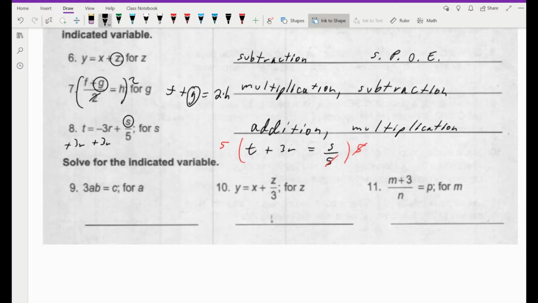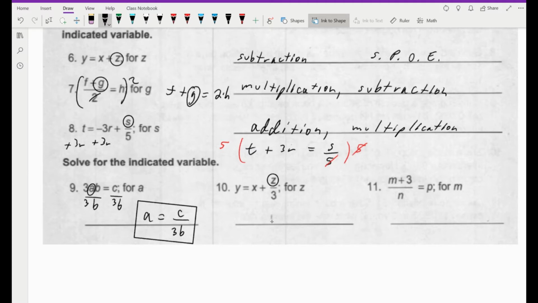Number 9, solve for the variable a. Right now it's 3 times a times b. So both 3 and b are multiplied to a. To get a by itself, we will use the inverse operation, which is division. So we will divide both sides by 3 and b. So a equals c over 3b. Number 10, solve for the variable z.